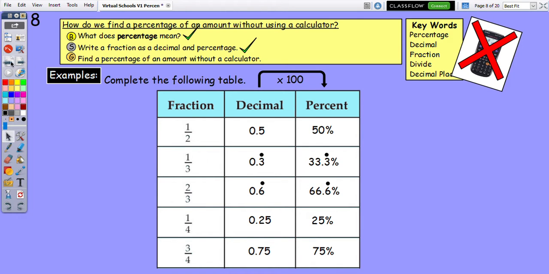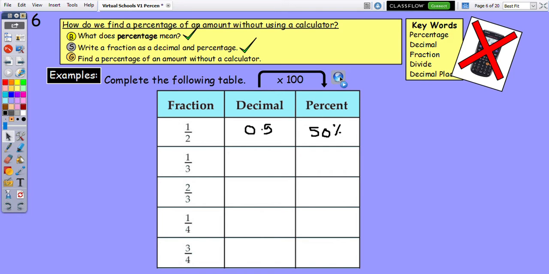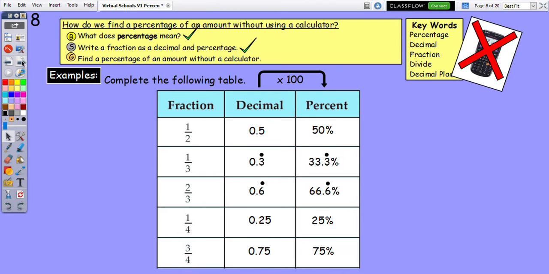Like I said, there is a link that explains how that's done if you wish to go and view that video. If not, and you got them right, well done. Okay, so we've now done the second outcome.